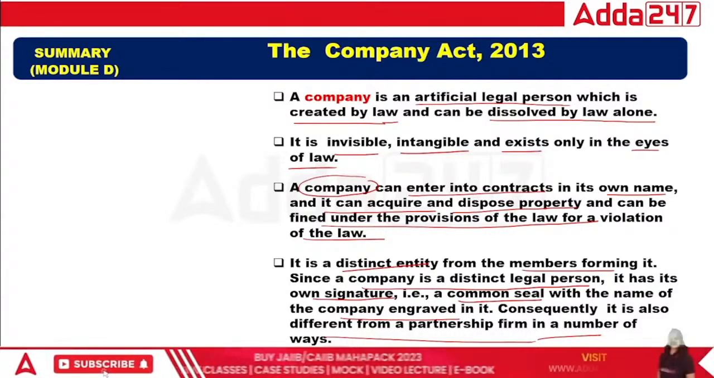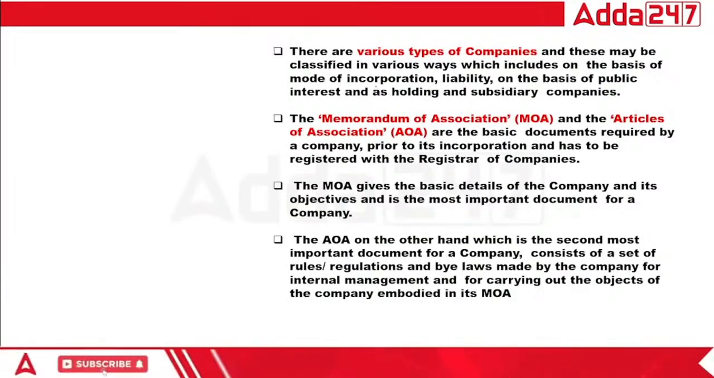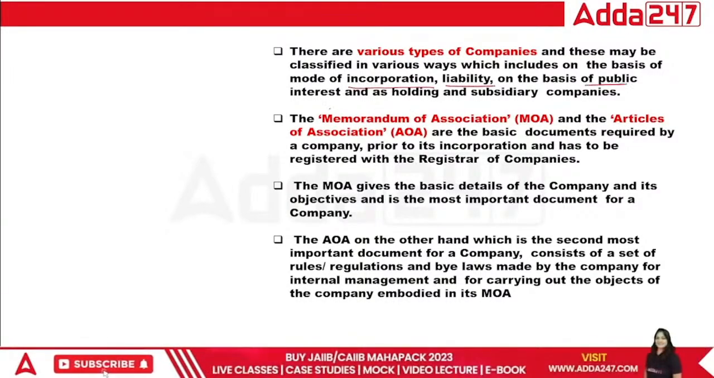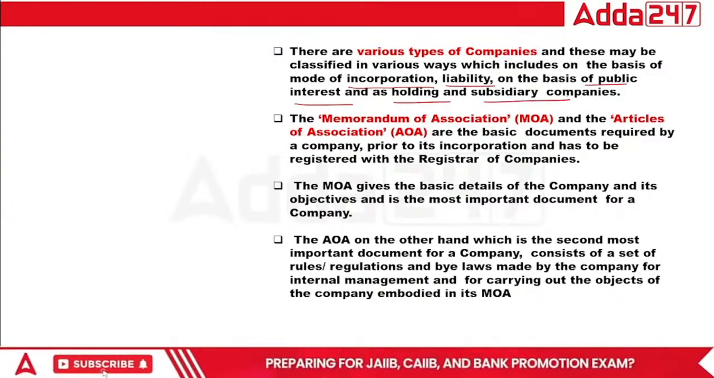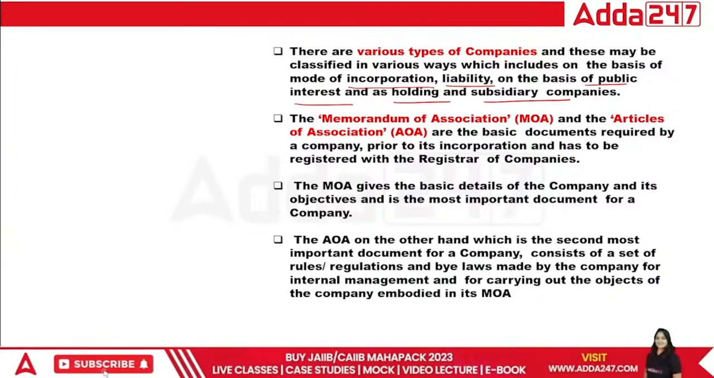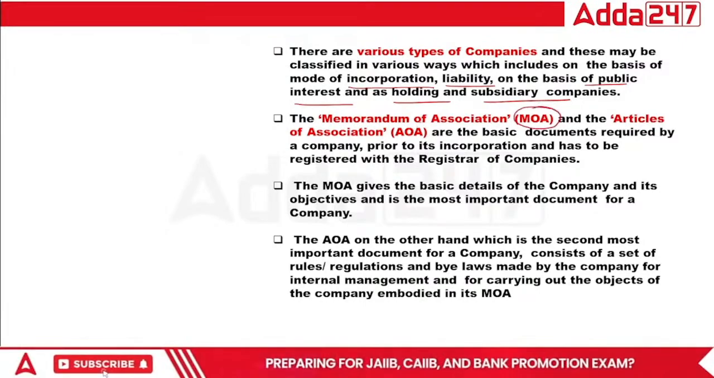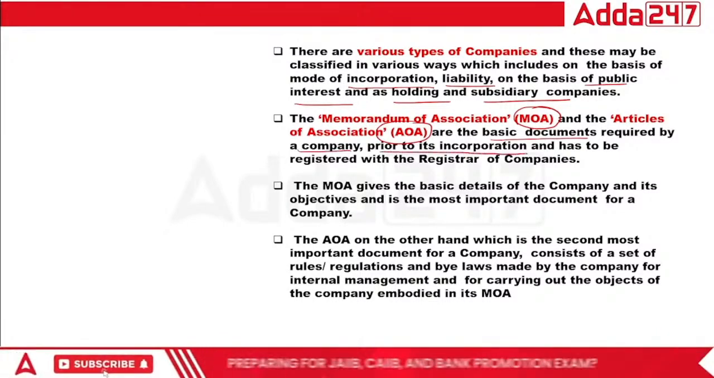Okay, so this is about your company. Now, class, we have read the various types of company, on the basis of incorporation, liability, public interest, holding and subsidiary. So many types of company. Now, the important documents of a company are the Memorandum of Association and the Articles of Association. These are the basic documents required by a company prior to its incorporation, to be registered with the Registrar of Companies.